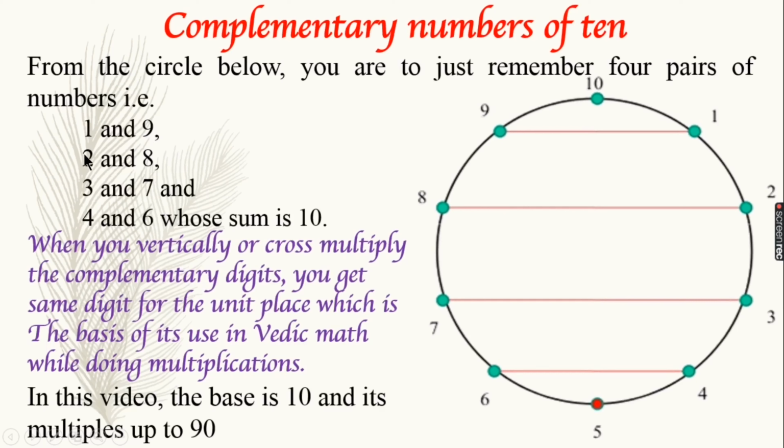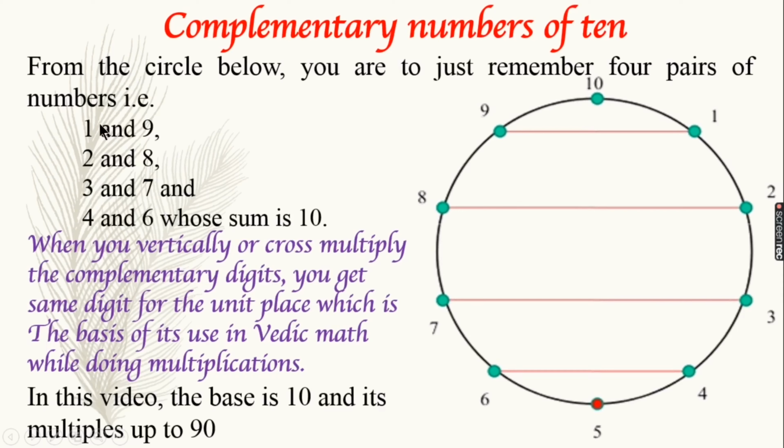For example, 9 into 2 is 18 and 1 into 8 is 8. So you have 8 at the unit place. 9 into 8 is 72 and 1 into 2 is 2. So 2 is at the unit place. 9 into 3 is 27. 1 into 7 is 7. You have 7 at the unit place. 9 into 7 is 63. 1 into 3 is 3. You have 3 at the unit place when you multiply them vertically.